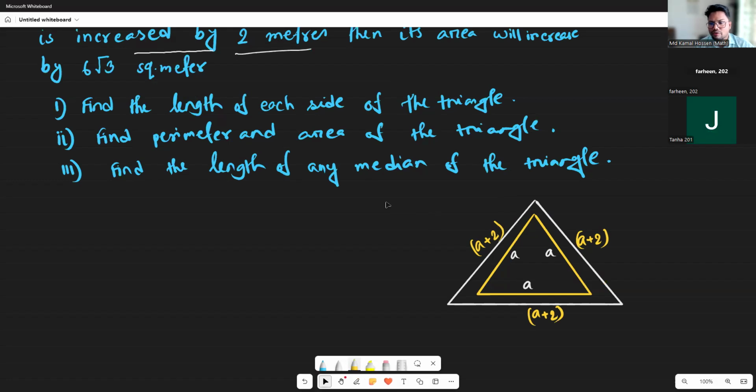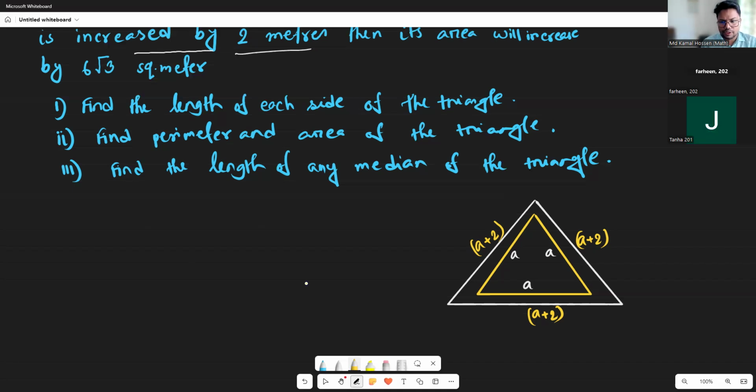So did you understand why we have drawn this triangle like this? According to the information, there are two types of triangle. Both are equilateral triangles, but the condition is one triangle is greater than another triangle by 2 meter more. This information is given. Okay. Do you have any question up to this? No, sir. Okay.